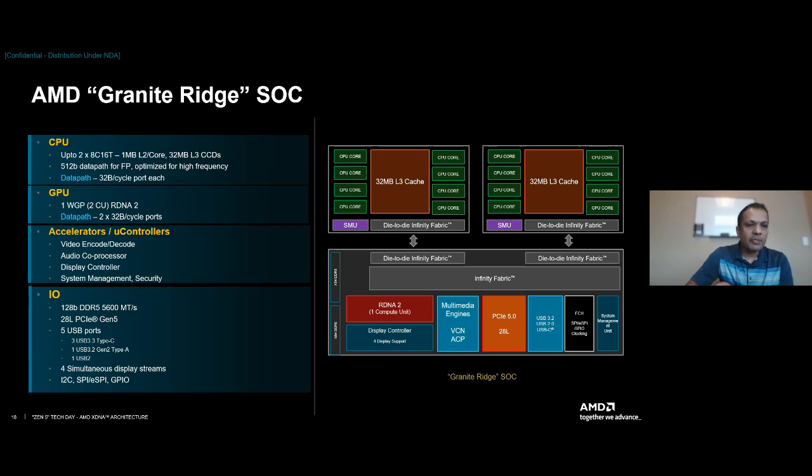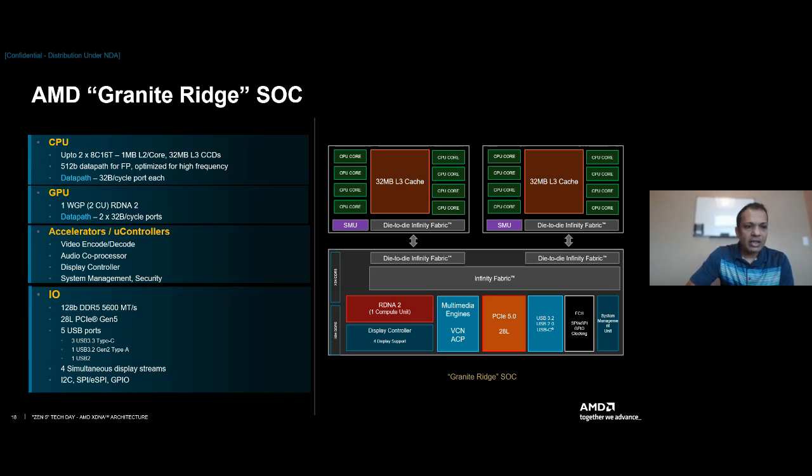But again, this core is optimized both from our process node standpoint as well as the design for high frequency. The data path is 32 bytes per cycle, each port. So each CCD will have that data path coming into the I/O die. The GPU remains the same. It's a 1W GPU, 2CU RDNA 2. It's a minimalist configuration really needed just to light up displays, if you will. And again, because of that reduced engine, it has a smaller data path, just two 32 bytes per cycle ports going into memory.